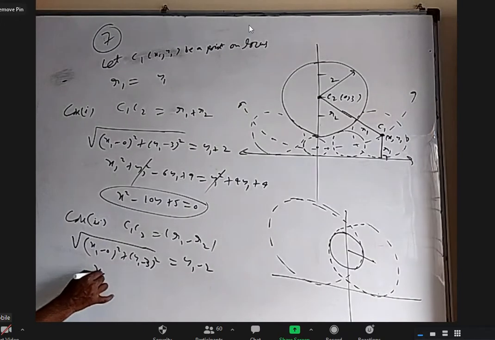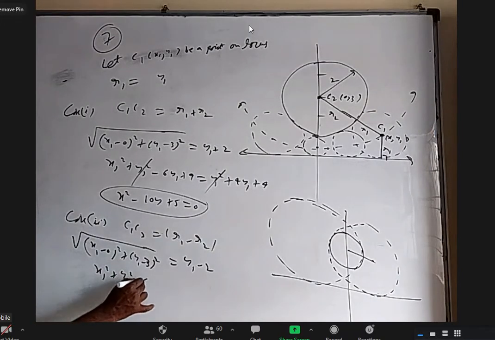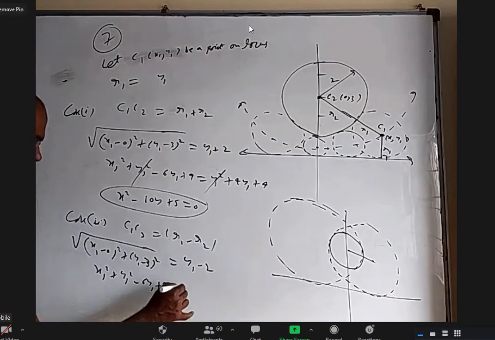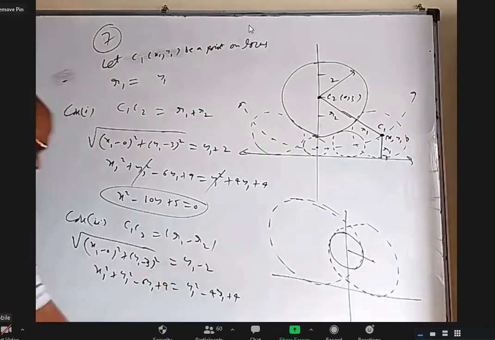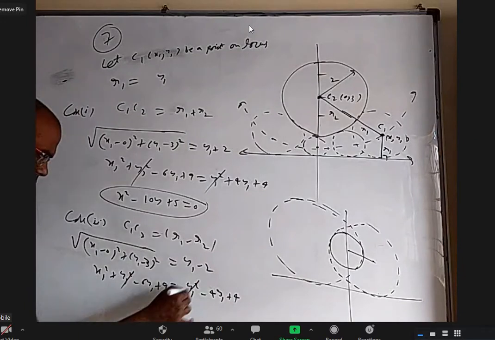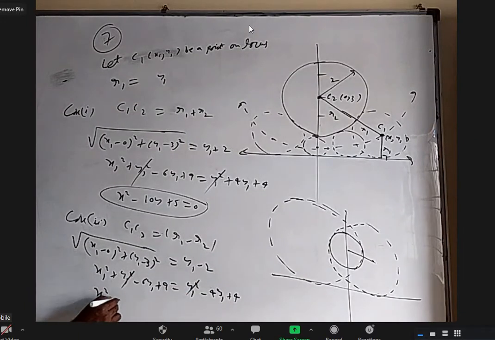Now when you square it, you will get x1 square plus y1 square minus 6y1 plus 9 equal to y1 square minus 4y1 plus 4. y1 square will cancel. You will get x square minus 2y plus 5 equal to 0. This is another answer.